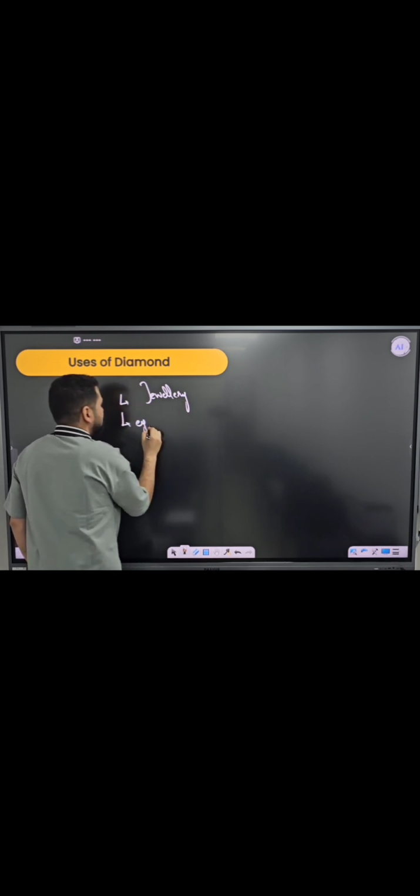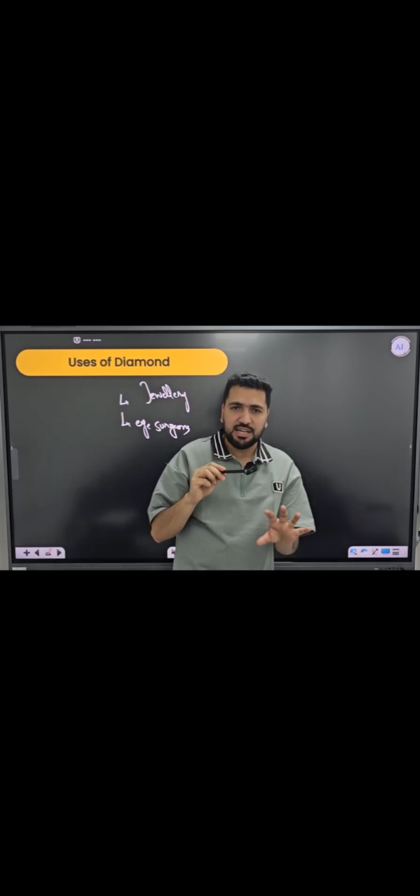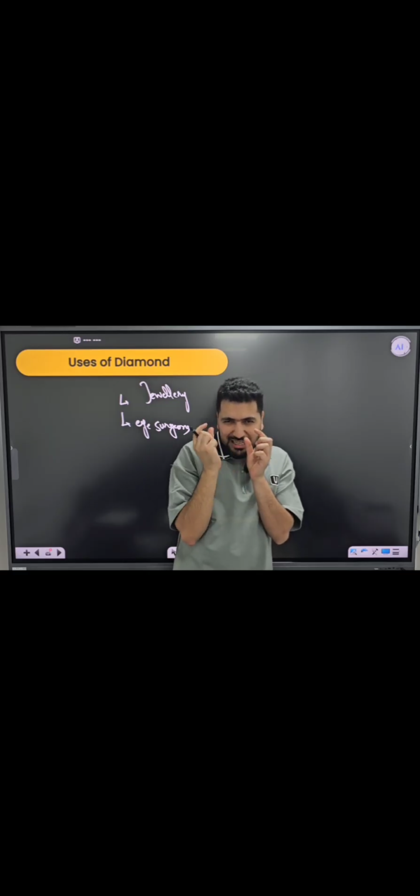Let's move ahead. Let's try to find out a few more things. What are the uses of diamond, guys? We know jewelry purposes. And let me tell you, it's used by eye surgeons, right? Eye surgeons actually have a knife-type device, or we can say knife-type instrument. And that knife-type instrument has a layer of diamond on it because diamond is very sharp. So it's used by eye surgeons to remove cataract.